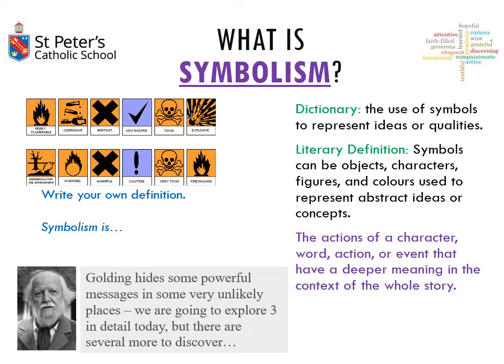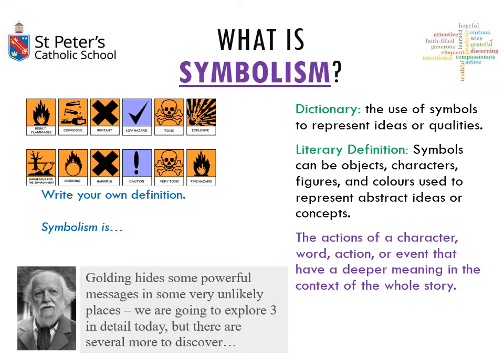And if we look at the dictionary and literary definitions to give us a better idea. The use of symbols represent ideas or qualities, but particularly in literary terms, symbols can be objects, they can be characters, figures, and even colours that are used to represent abstract ideas or concepts. And if we look even closer, the actions of a character, word or action or event that have a deeper meaning in the context of the whole story, and that's what we need to consider.